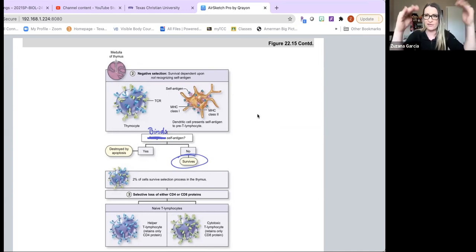Oh, by the way, after these cells pass both of these selections, they're now going to become what we call naive T lymphocytes. Naive T lymphocytes means that they're functional, they can do their job, but they just haven't seen the real action yet. They haven't seen the real pathogen, so they're naive.